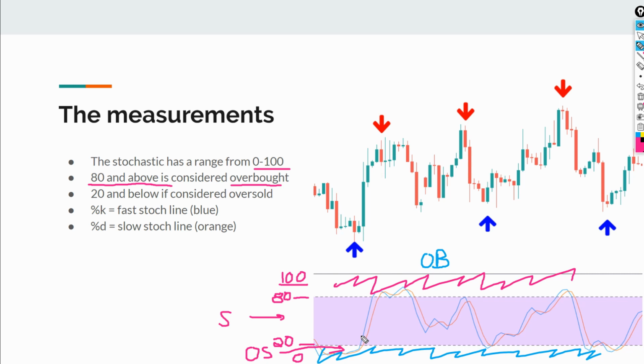Again, we mentioned that the stochastic is meant to measure momentum in the market. You can see we have the price up here and the stochastic underneath. As markets are moving one way or the other, the stochastic below is trying to print momentum. You can see as price started to rise on this chart, so did the stochastic. We had a rise in momentum to the upside.